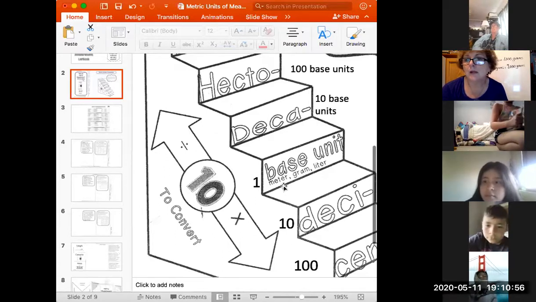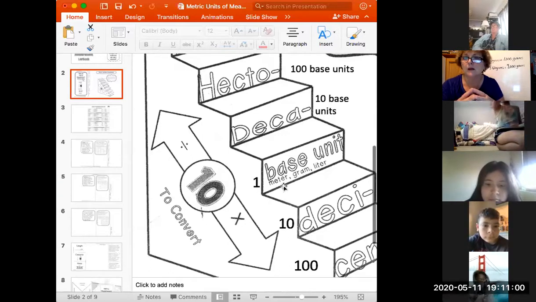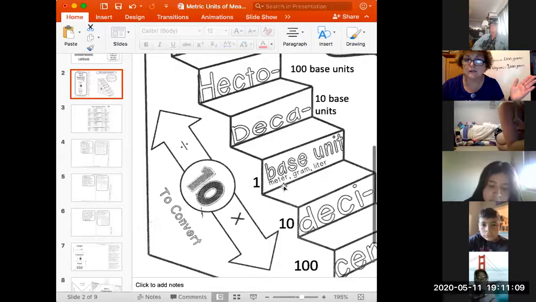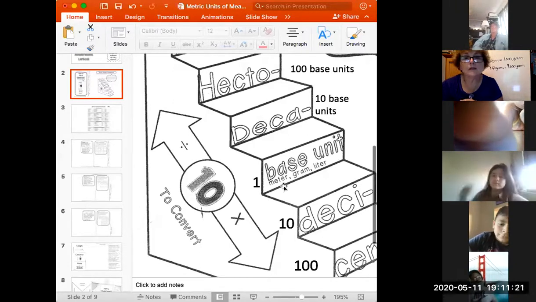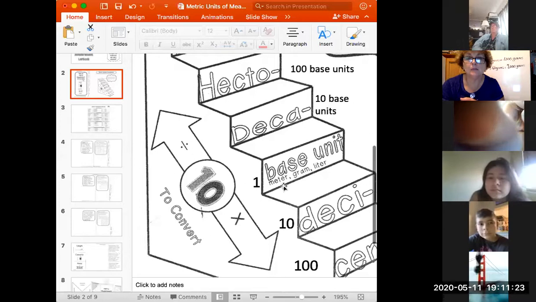What does a gram weigh? Gram is the measurement of... if meter is distance, and we're only doing 3 things, distance, volume, and weight, gram is going to be what? Weight. Gram is going to be weight. That's going to be like a pound.